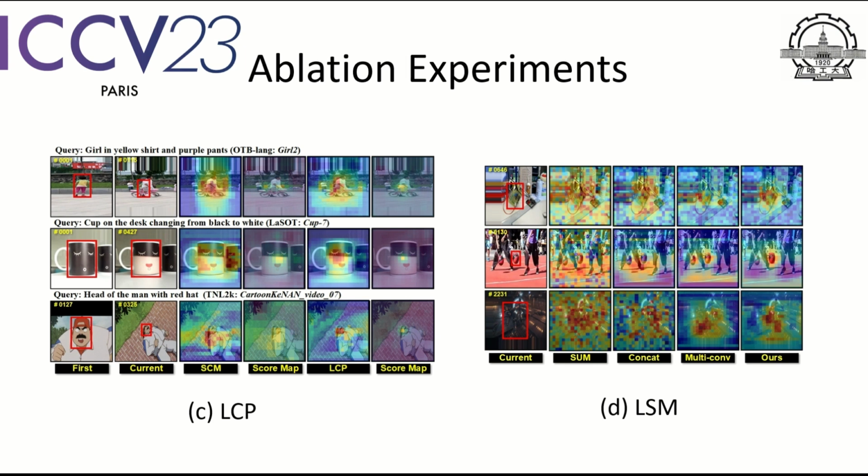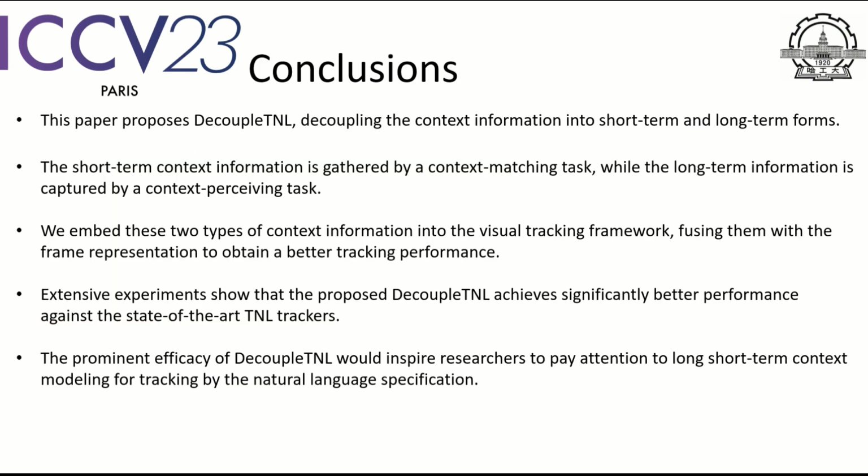the proposed fusion strategy. In summary, this paper proposes Decouple TNL, decoupling the context information into short-term and long-term forms. Extensive experiments show that the proposed Decouple TNL achieves significantly better performance against the state-of-the-art TNL trackers. The prominent efficacy of Decouple TNL would inspire researchers to pay attention to long short-term context modeling for tracking by the natural language specification.